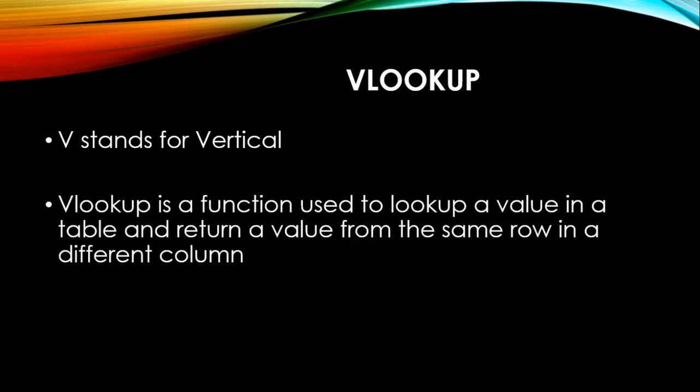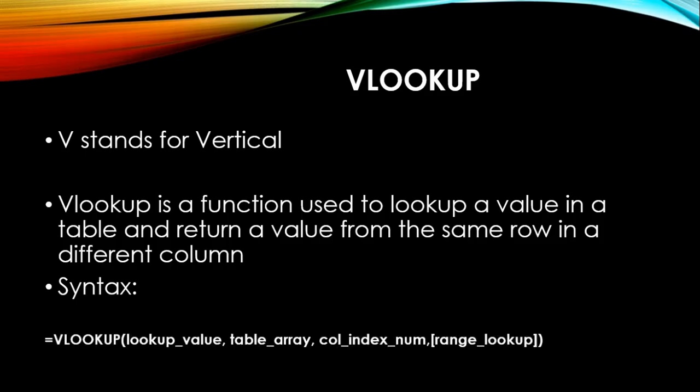Okay, here the Vlookup is a function which is used to look up a value in a table and return a value from the same row in a different column. Okay, and the syntax of this is we have Vlookup, and the parameters of Vlookup are: the first parameter is Vlookup value, then the table array, column index number, and finally the range lookup.